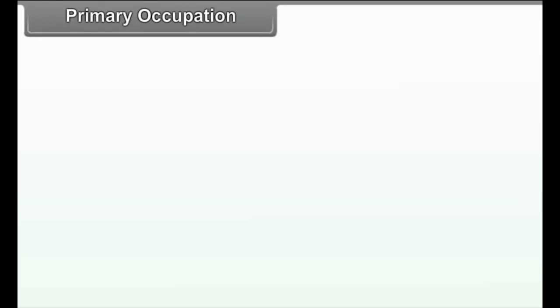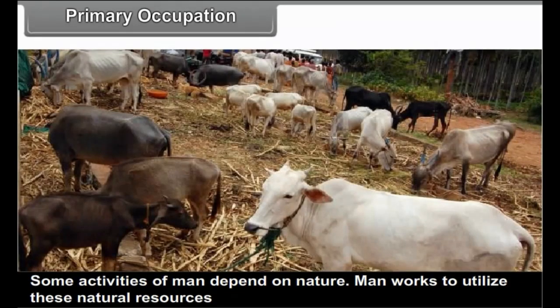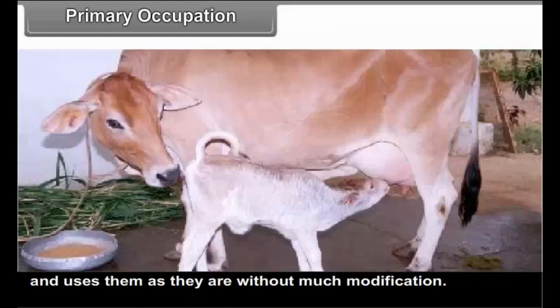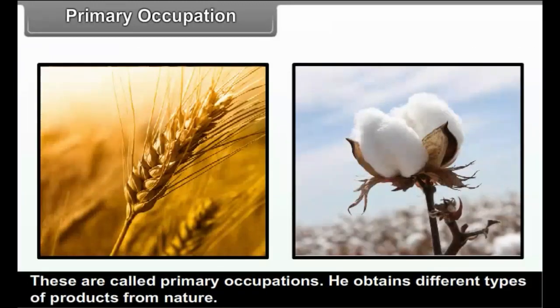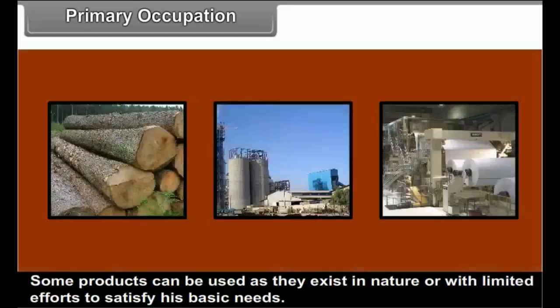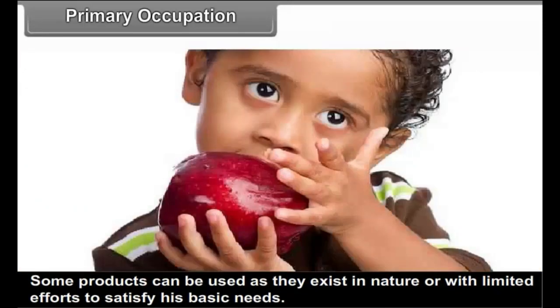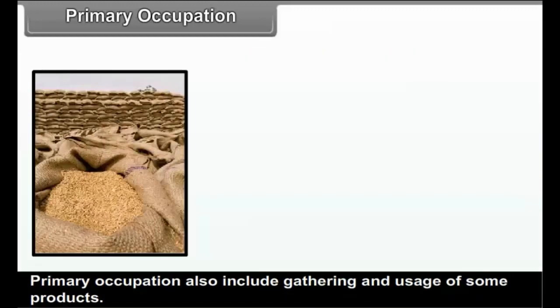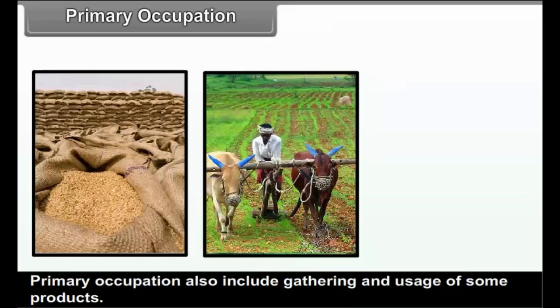Primary occupation. Some activities of man depend on nature. Man works to utilize these natural resources and uses them as they are without much modification. These are called primary occupations. He obtains different types of products from nature. Some products can be used as they exist in nature or with limited efforts to satisfy his basic needs. Primary occupations also include gathering and usage of some products.